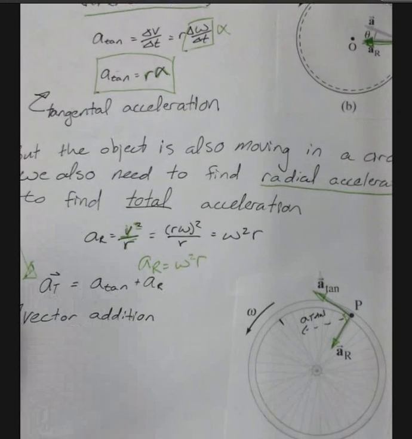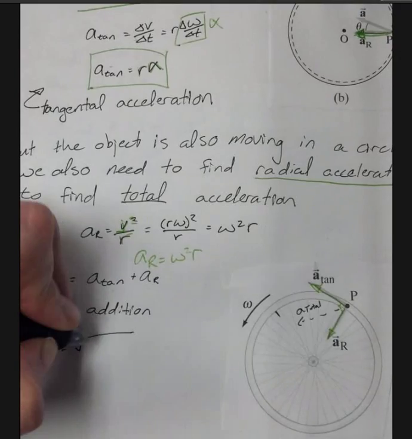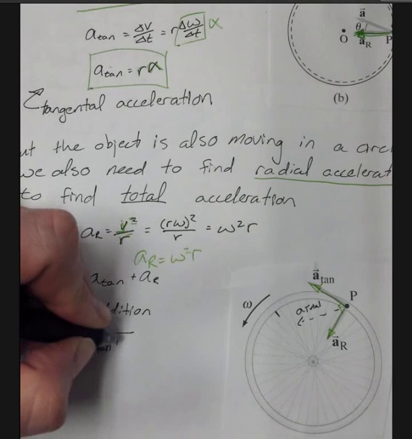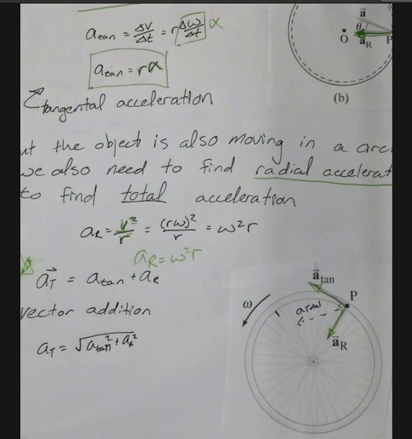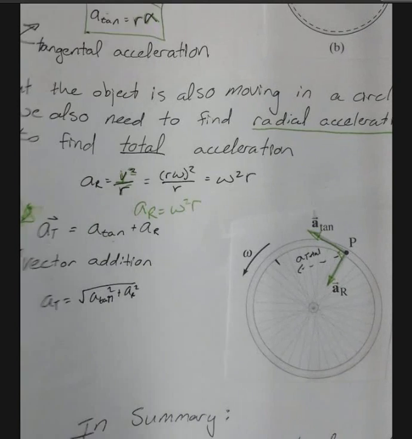Vector addition means that the total is going to equal Pythagorean's theorem: the square root of tangential squared plus radial squared. So remember that vector addition is actually going to be really important.